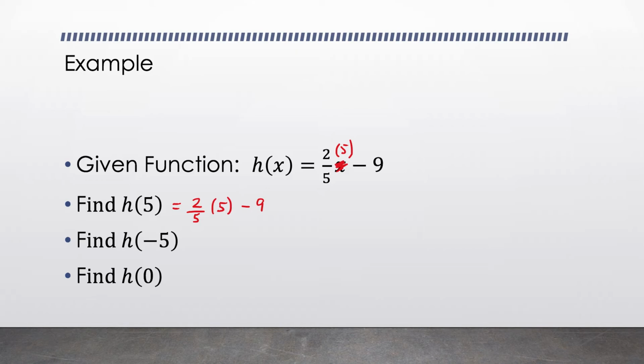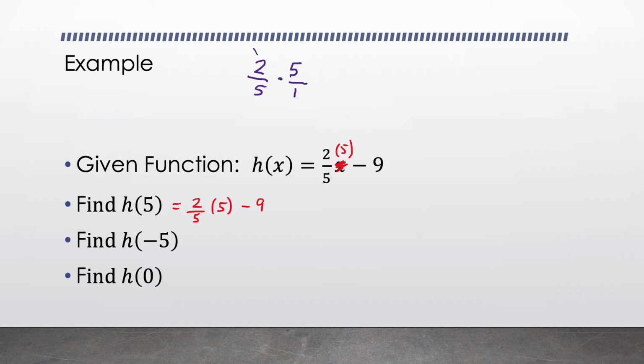Now again, feel free to use your calculator as much as you need to here, but if you choose to do it by hand, I want to remind you that if you're multiplying 2/5 times 5, remember that a whole number like the 5 that doesn't seem to have a denominator is technically over 1. And when you multiply fractions, you don't need a common denominator.